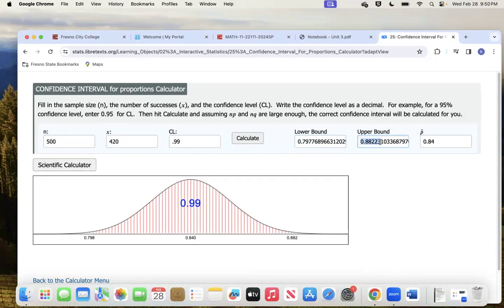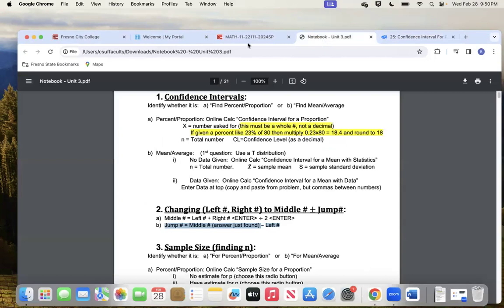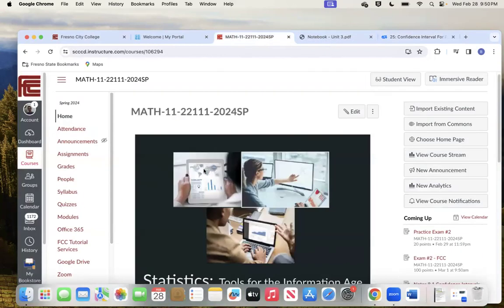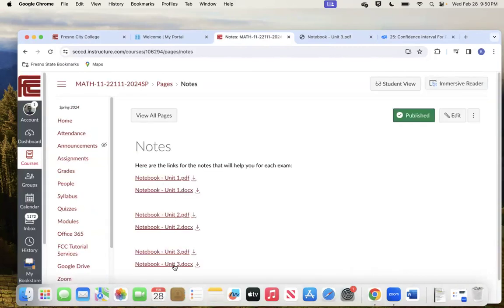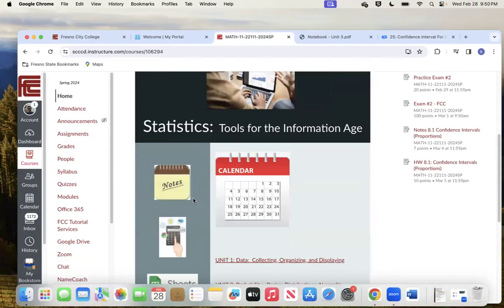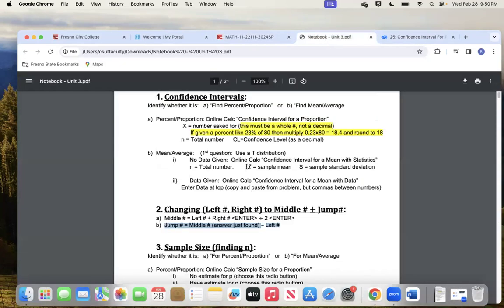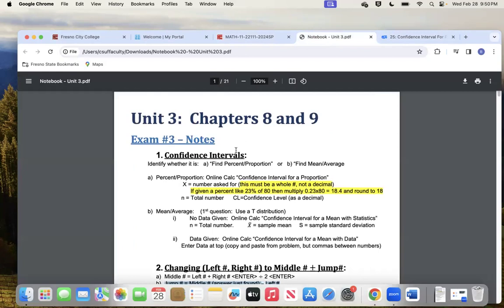Okay, now, how do we change it to plus or minus? Well, if you go to the notebook, and you know where the notebook is, right? If you're on the home page of our Canvas course, click on Notes right here. It'll open up, and there are the Unit 1, Unit 2, Unit 3 notebooks in PDF or Word doc form, whatever you prefer. Again, the notes are on the home page of the Canvas course. Click Notes if you don't already have a copy. All right, so come in here. Here's the Unit 3 notes.